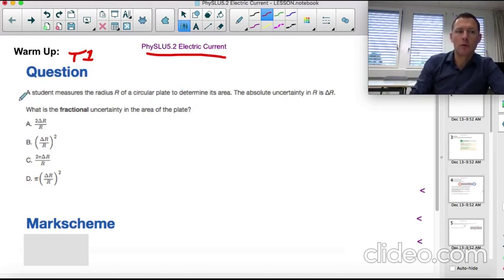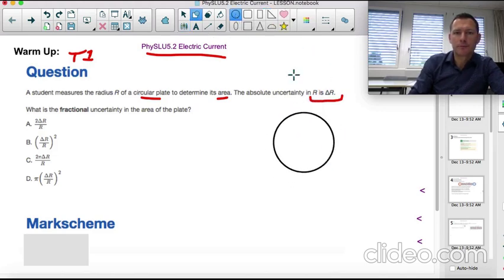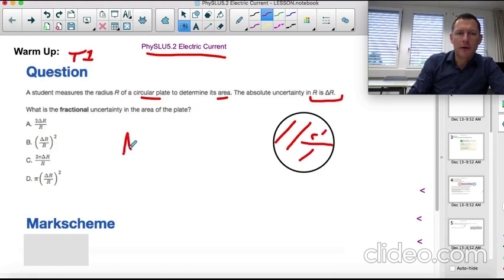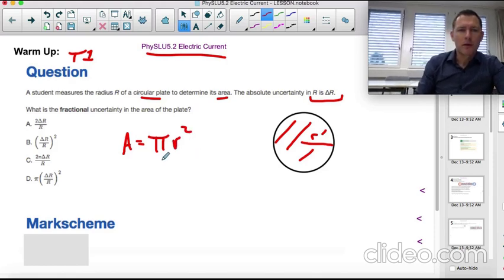Okay, so this is an old exam question. A student measures the radius of a circular plate, trying to find the area, and figures out it has a certain absolute uncertainty. So a circular plate looks like a circle, and we're measuring only the radius and trying to find the area. The area is pi r squared. Pi r squared, not pi r round. So they're measuring the radius, and the radius has an uncertainty of delta r.